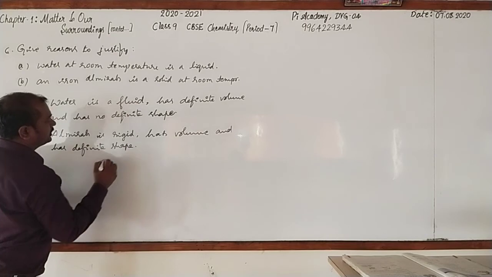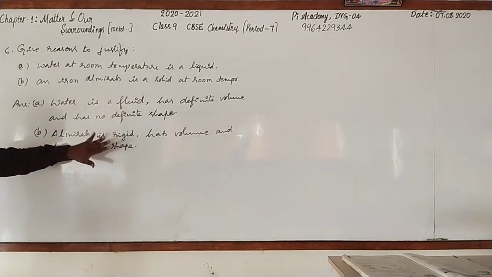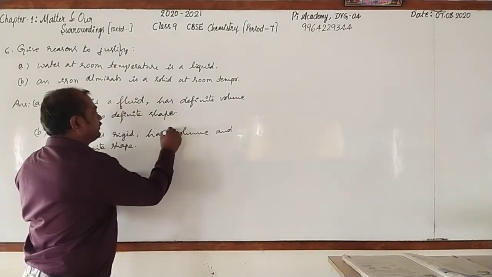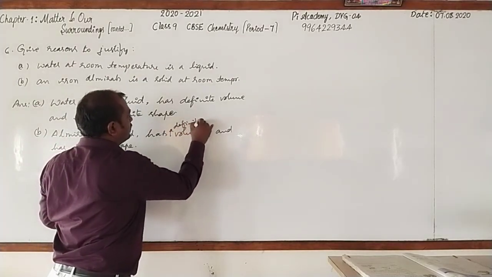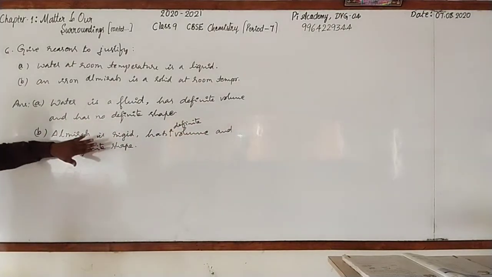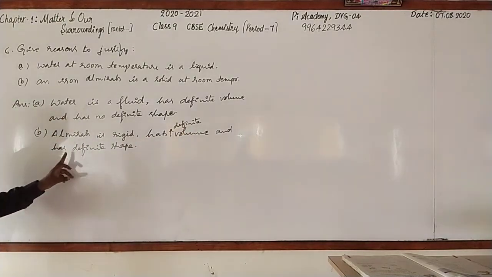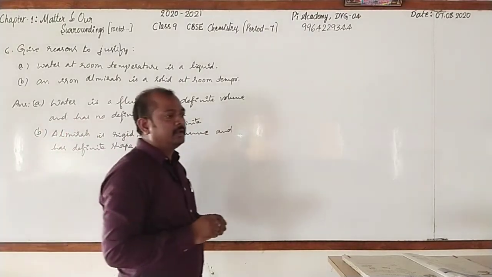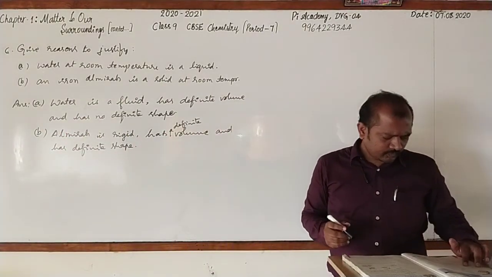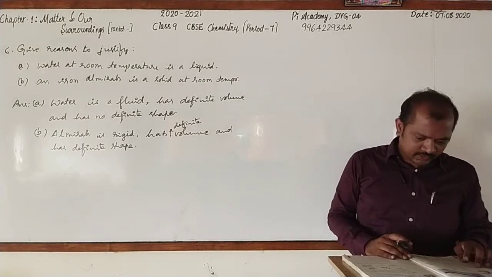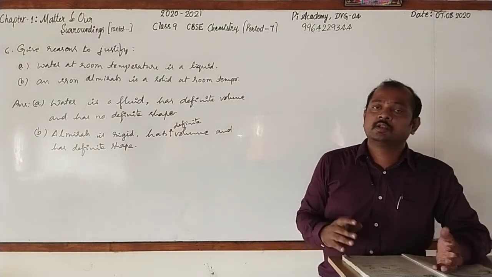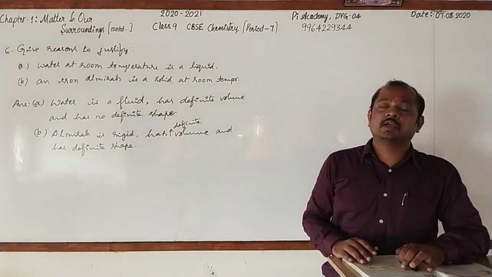See, these are the important properties of solid. Solids are rigid, solids have definite volume, and solids have definite shape. As almirah is rigid and has definite volume and definite shape, we can call it as a solid. Clear? Yes. Dear students, so far we have answered 6 questions. We have still 7, 8, 9. Still we have 3 more questions. Let's go for answering these 3 questions.